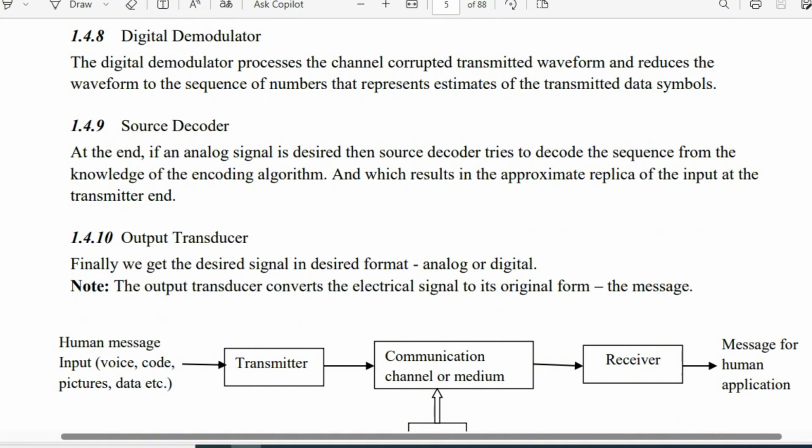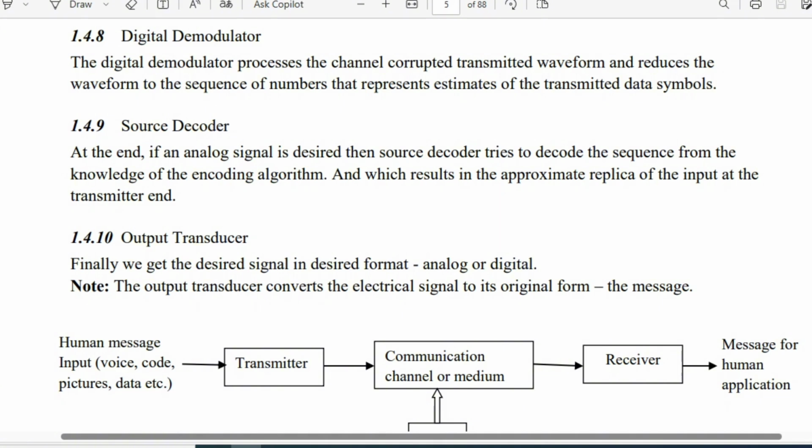This magic ring does its best to recreate the original message, making it look almost similar, in fact identical to what was sent at the beginning. Output transducer. Finally, we get the desired signal in the desired format, which is analog or digital. Think of the output transducer as a magical shapeshifter that can turn the message into whatever form you need, be it a sound you can hear or an image you can see.